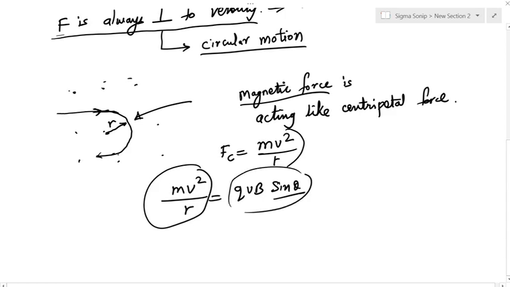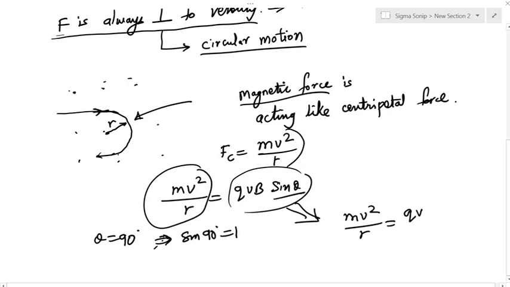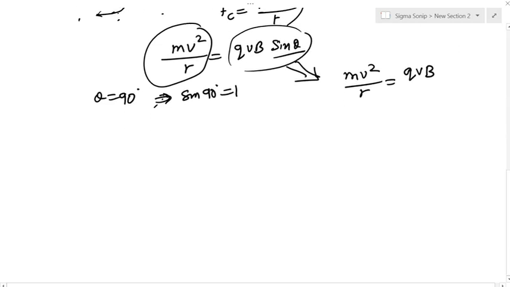In our case, we have seen that theta is equal to 90 degrees. Therefore, sine theta is equal to 1, and therefore this equation now becomes mv square over r equals qvb. We can simplify this equation and find the radius of the circular path that would be followed by the charged particle in a magnetic field.